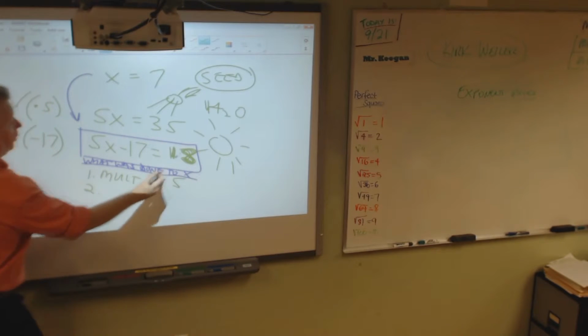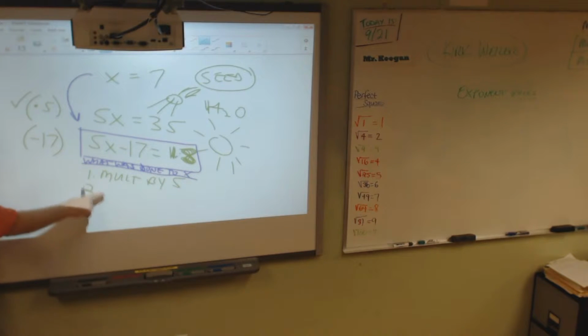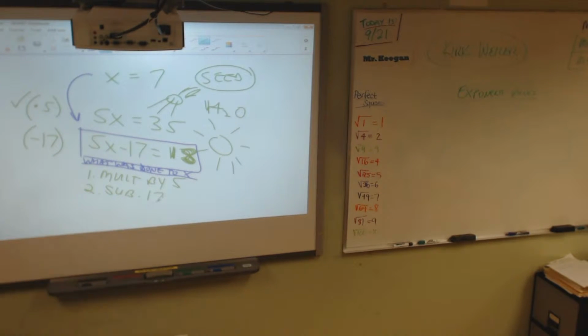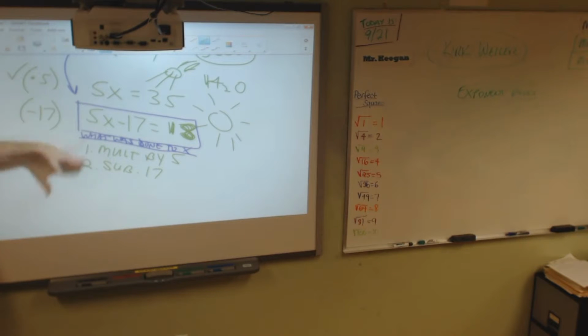Okay, it's 18. Good. So what was the second step? After we multiplied both sides by 5, what do we do here? Subtract. We subtracted 17. Okay? So this is what was done to the x. So this is in order of PEMDAS, right? You notice the multiplication came first and then the subtraction.